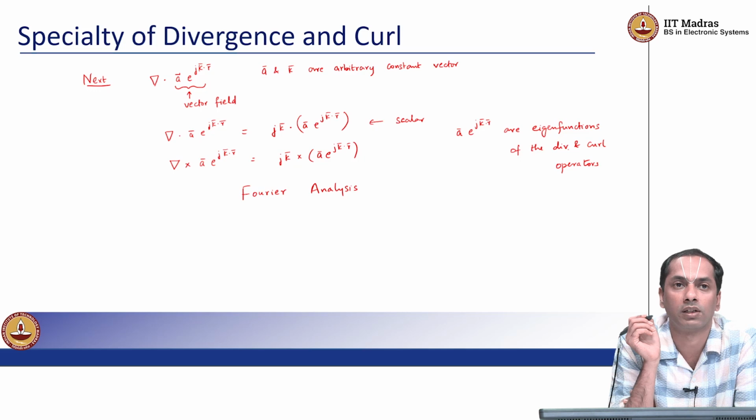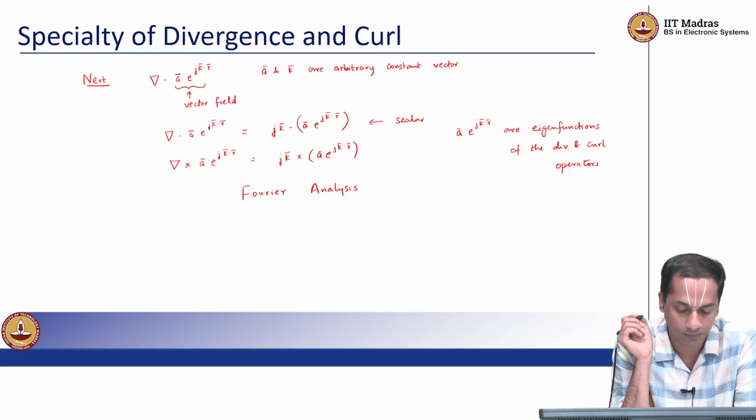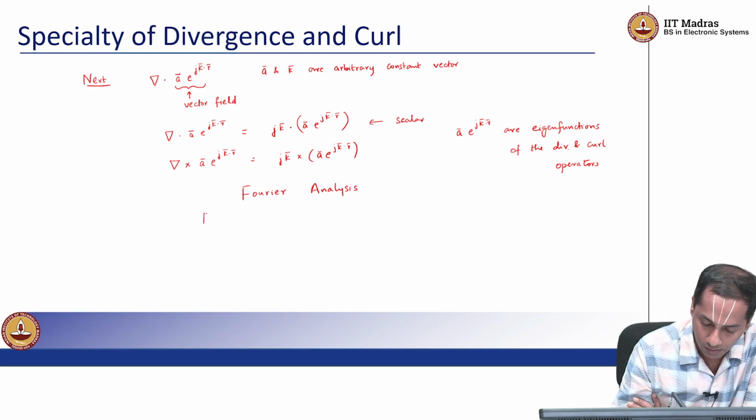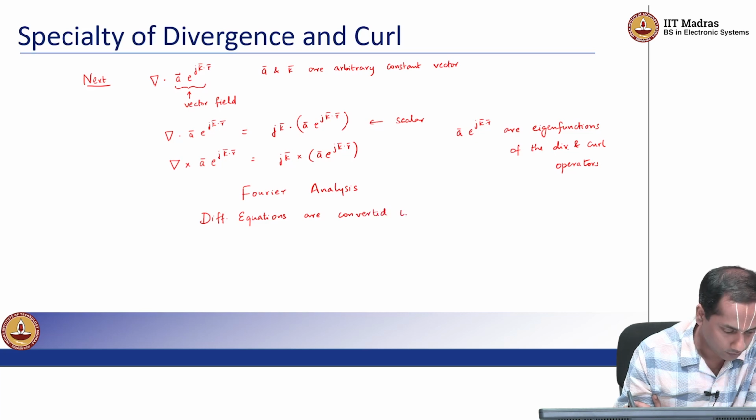Okay. Remember that on the left hand side I have del dot and del cross, and on the right hand side I just have vector dot products and vector cross products, right. So differential equations are converted to algebraic equations.